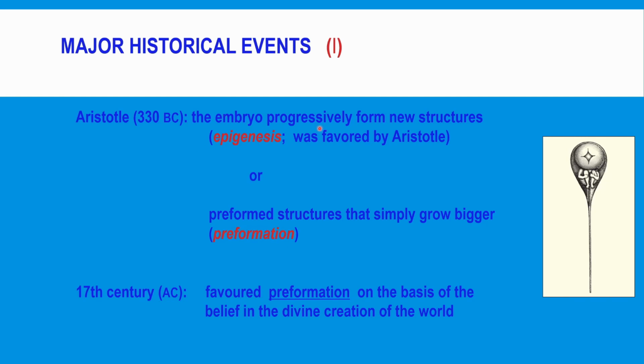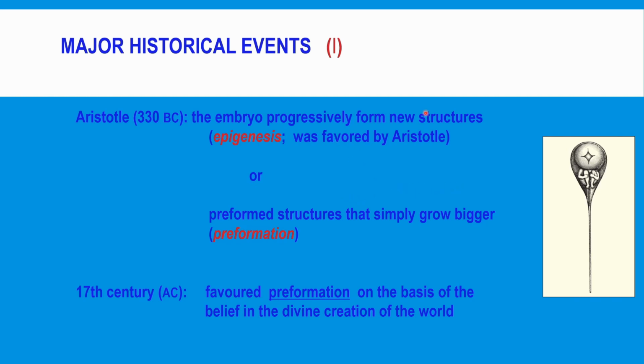That the embryo was progressively forming new structures was one of them, and this was called epigenesis, so the generation of new structures. Or was it possible that there are preformed structures, that the egg is preformed and that these simply grow bigger?